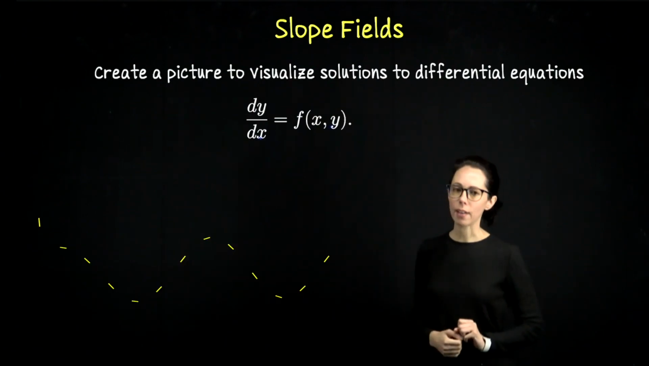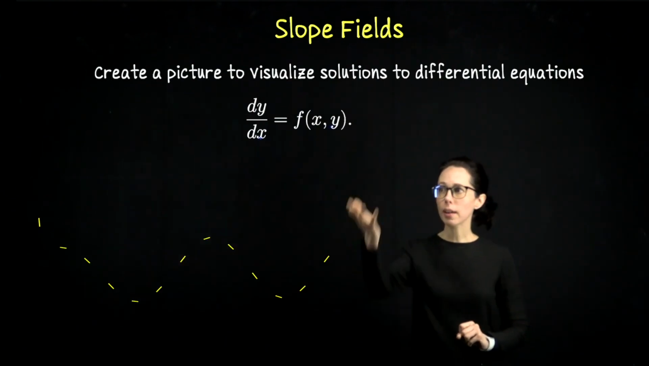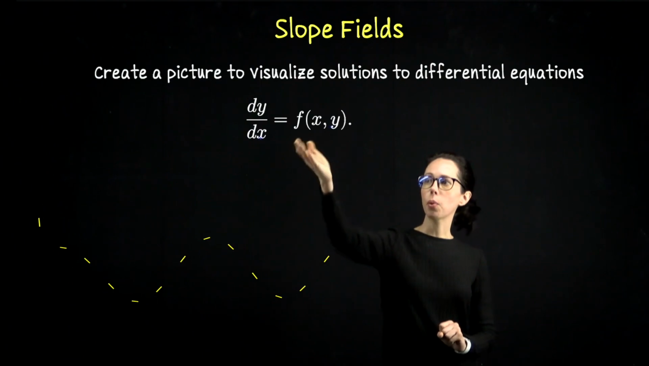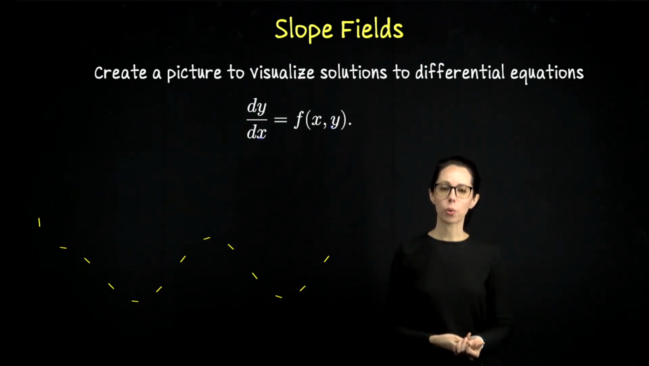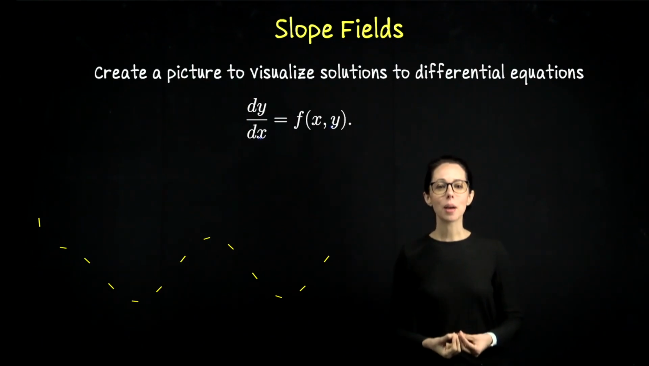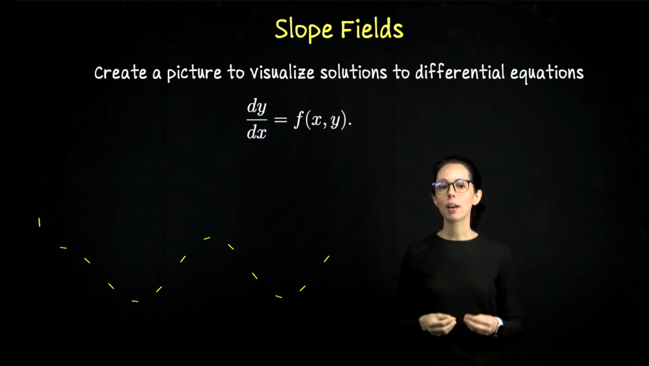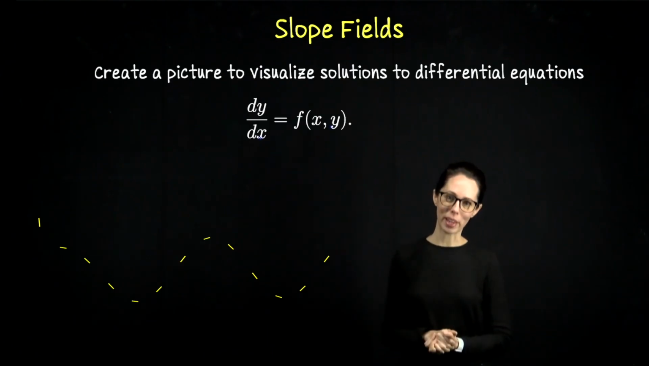Imagine that I don't yet have the curve, but I do have this differential equation. So at different points (x, y), I could plug x and y into the right-hand side of this differential equation to get out a number. That number represents the slope of the line tangent to a solution at that point.